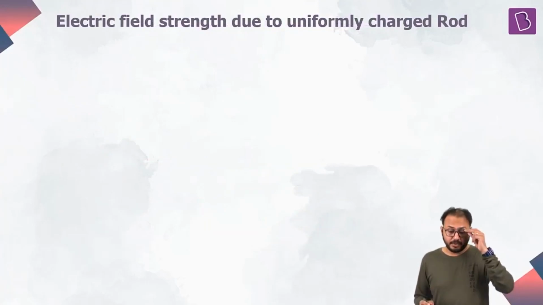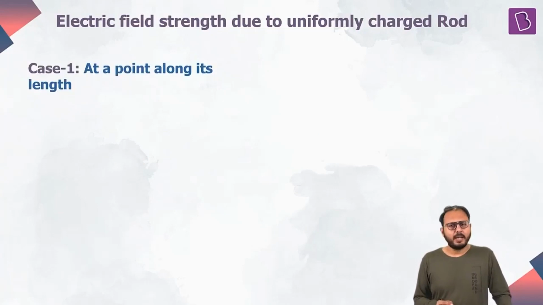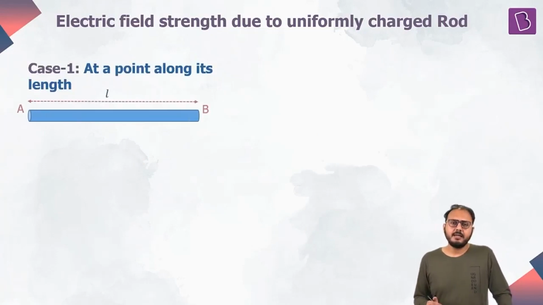Electric field strength due to a uniformly charged rod. Okay. So case 1, I take a point along the length of the rod. All right. This is the diagram.